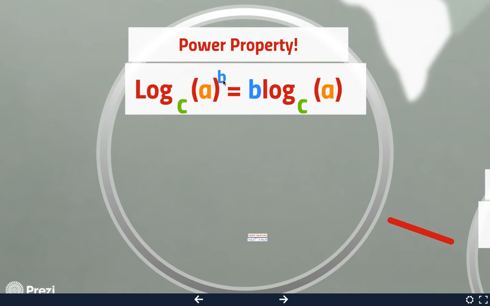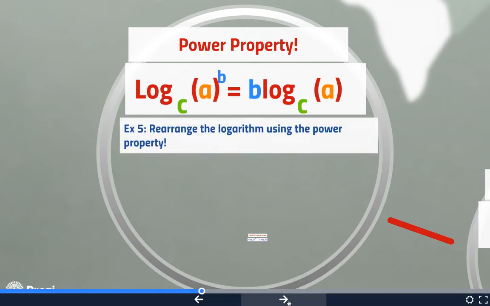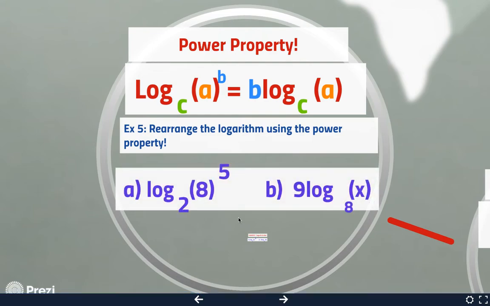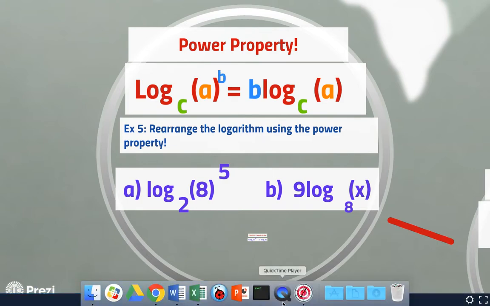Now the b can be on the outside of the log like so, or it could have been in the parenthesis. Those two mean the same thing. So that exponent could be outside of the parenthesis or inside of your parenthesis when you're doing this. For example 5, you're going to be rearranging the logarithms using the power rule. So you'll be moving the exponent to the front of the log, or you can move the number in front of the log to the exponent if you reverse it. So in example 5, parts A and B, you will see how to use this property.